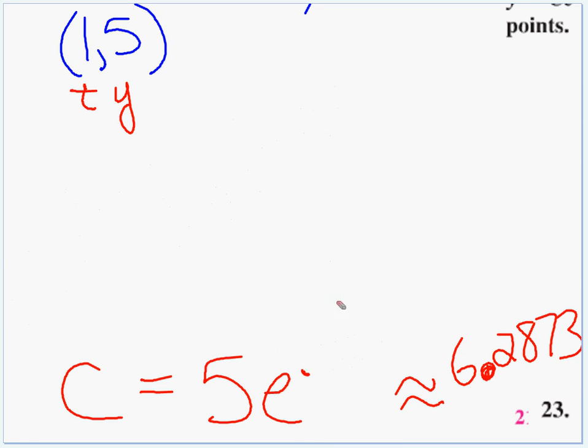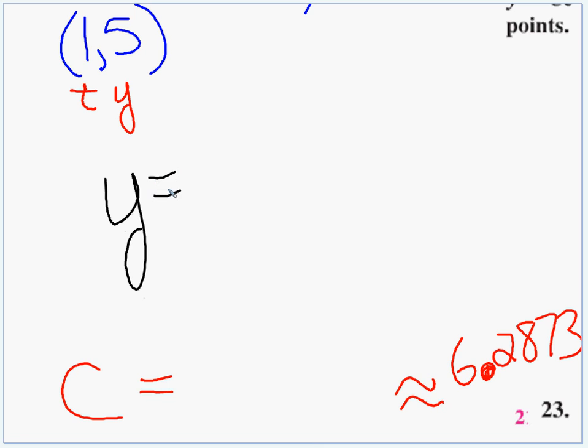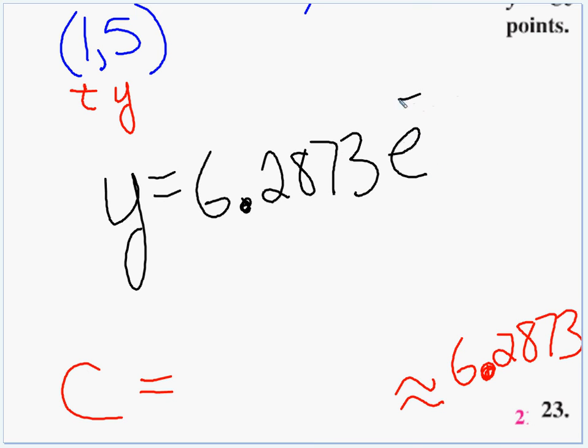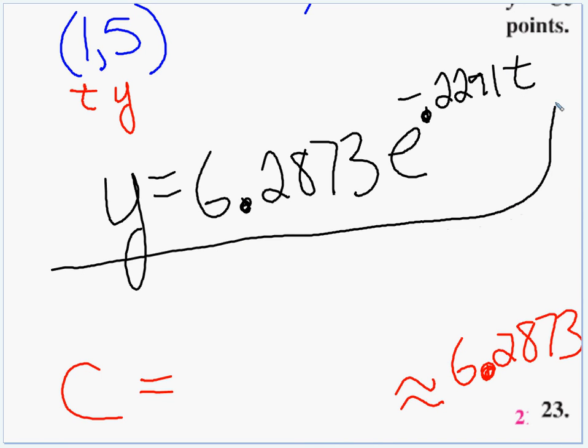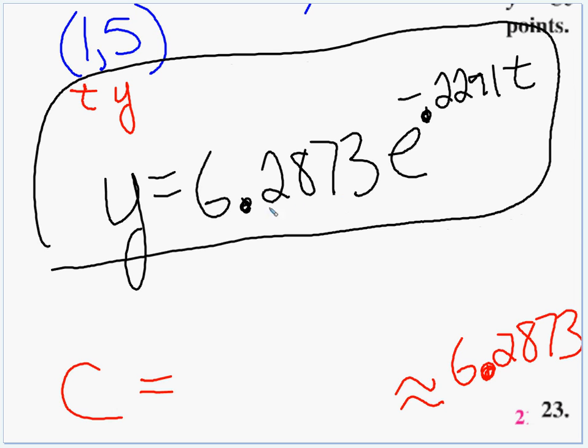So now we found our k first. Here we just found the c value. So let's write our final answer. y equals c, but now that's 6.2873 e to the negative 0.2291t. There we go. A little harder to get there. Our answer, I don't think, looks as nice. Lots of decimals in it, each to 4 places. But there we go.